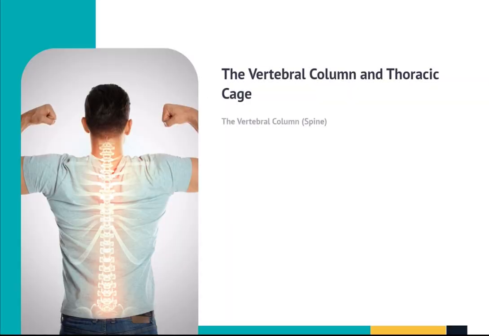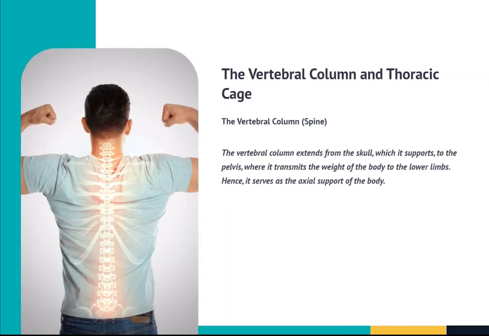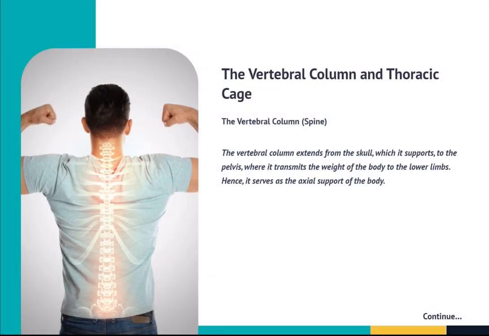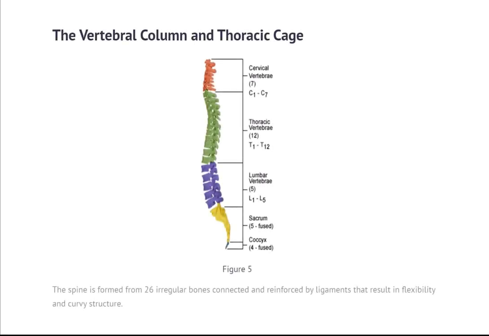The vertebral column and thoracic cage. The vertebral column, spine. The vertebral column extends from the skull, which it supports, to the pelvis, where it transmits the weight of the body to the lower limbs. Hence, it serves as the axial support of the body. Figure 5. The spine is formed from 26 irregular bones connected and reinforced by ligaments that result in flexibility and curvy structure.